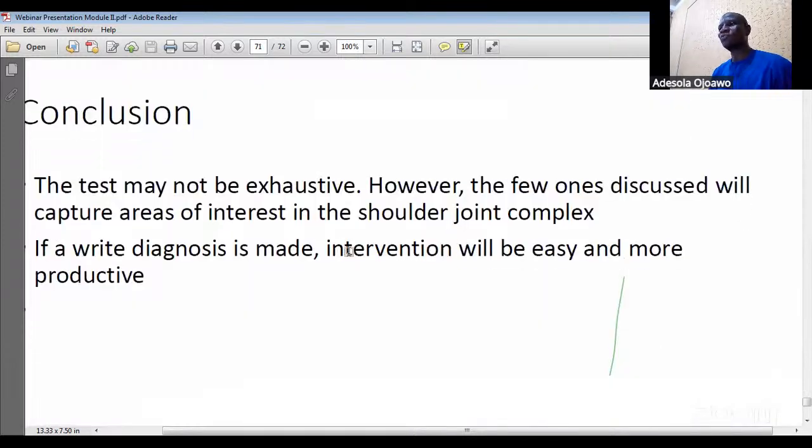All right. Conclusion. Thank you very much. The tests will not be exhaustive. There are other tests. But with these, one is able to come to the diagnosis of what the patient is having. And once you are able to make the right diagnosis, the intervention is very, very easy and productive.